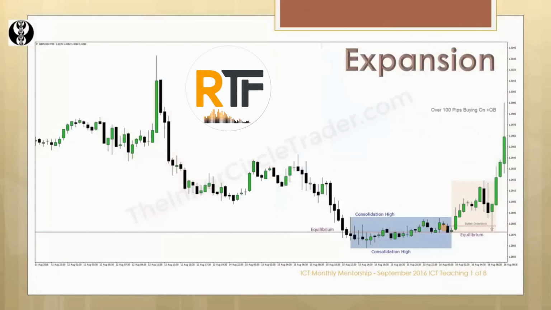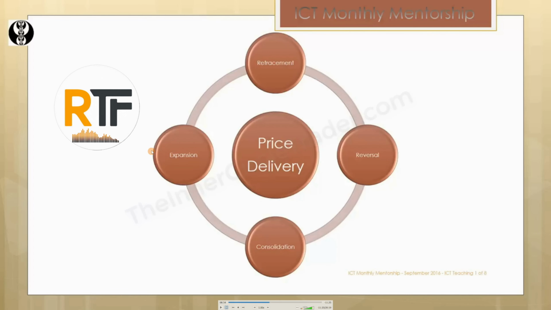And if price is moving bearishly to the downside, you want to look for the last up close candle near equilibrium for the bearish order block. So after an expansion, we'll go into either a retracement or a reversal. Let's go ahead and talk about the retracement first.